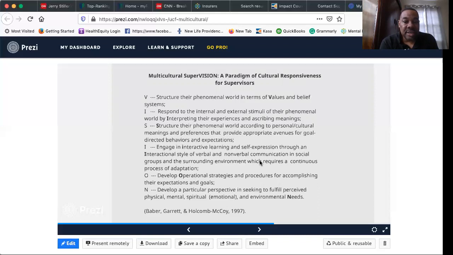So structure, you want to know people's values and belief systems. So your job is to talk about people's values and beliefs. So in your supervision opportunities, talk about how people see the world, right? How people see the world and what their values and belief systems are. You need to talk about that because it's important in terms of your relationship with them. And then respond to internal and external stimuli, right?